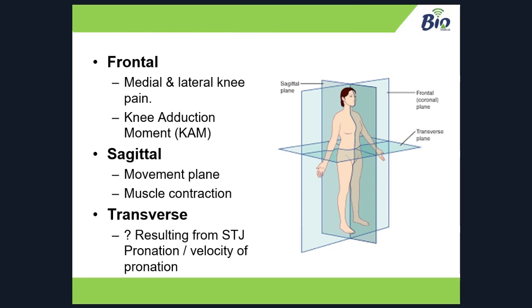The sagittal plane is the plane in which the knee is intended to function, so sort of flexing and extending and moving backwards and forwards. And then internal rotation of the tibia is what you see in the transverse plane, and this is thought to be affected by pronation at the subtalar joint.